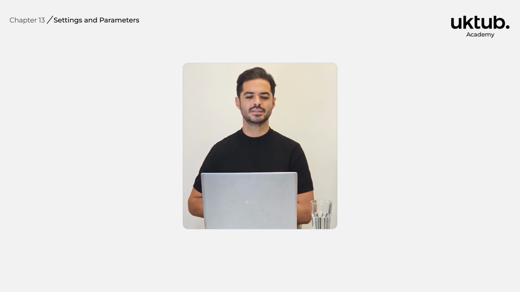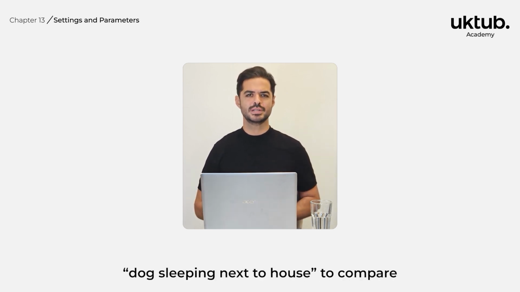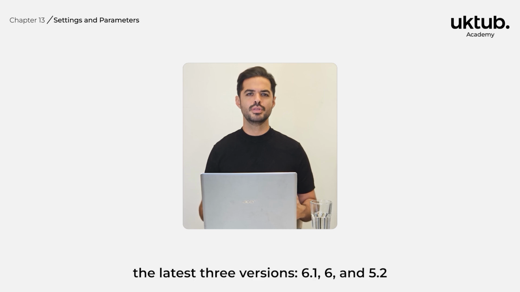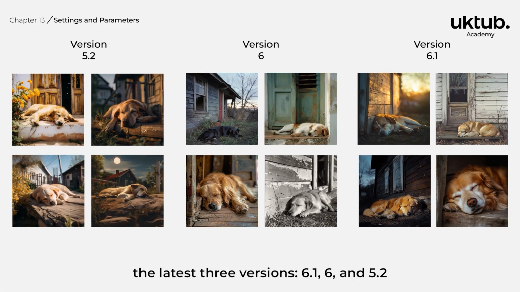So I will use the same prompt of dog sleeping next to house to compare the latest 3 versions, 6.1, 6, and 5.2. These are the 4 results I got with the latest version 6.1. These are the results that I got with version 6. And these are the results that I got with version 5.2.